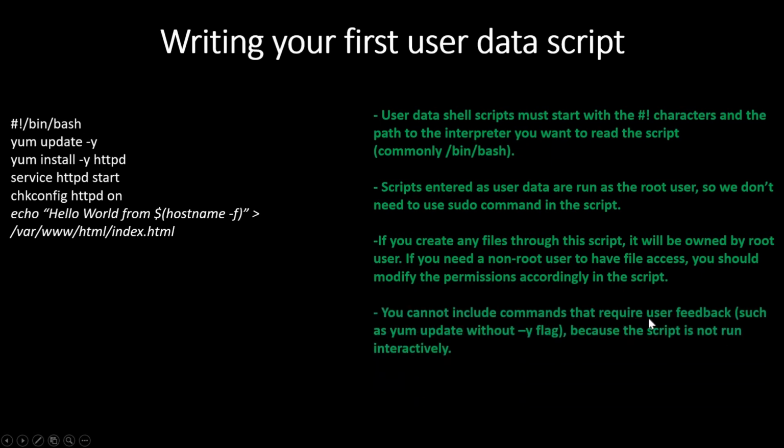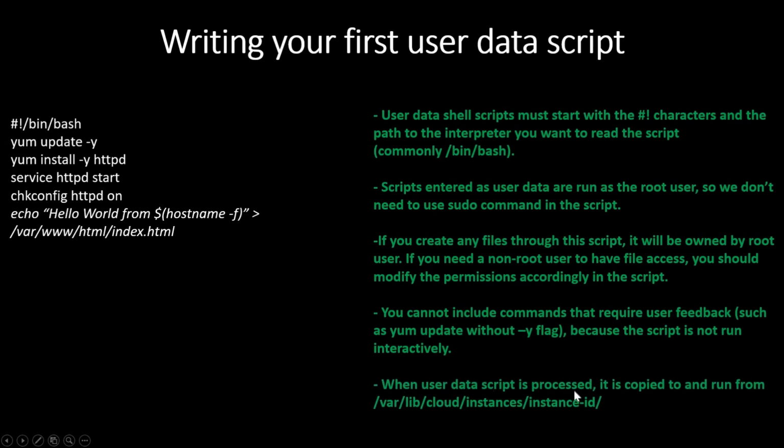You cannot include commands that require user feedback, such as yum update without the -y flag, because the script is not run interactively. So we need to provide the -y flag here. When the user data script is processed, it is copied to and run from this path. So in the EC2 instance, the user data script is copied to this path: /var/lib/cloud/instances/ and the instance ID.